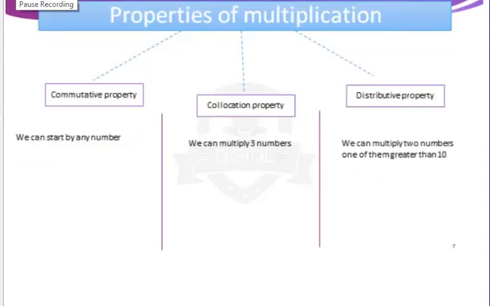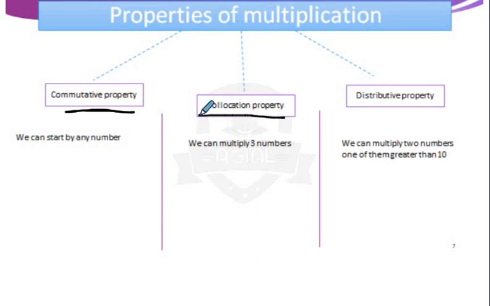Okay, now properties of multiplication. We have 3 properties of multiplication. At first, commutative property. Say with me, commutative property. Commutative property. Number 2, collocation property or grouping property. Number 3, distributive property. Distributive property.